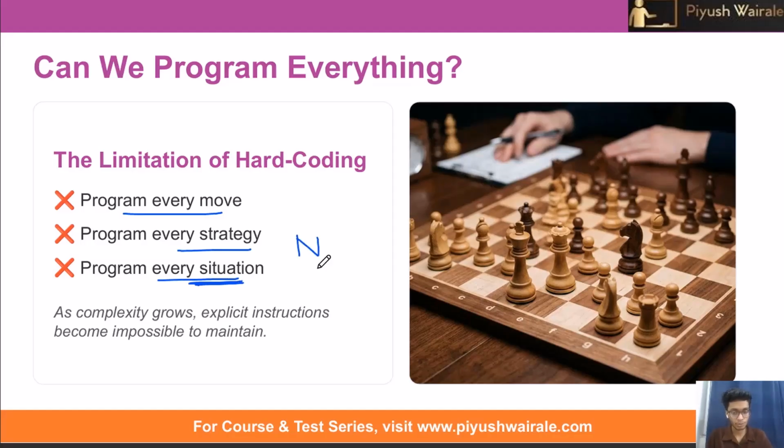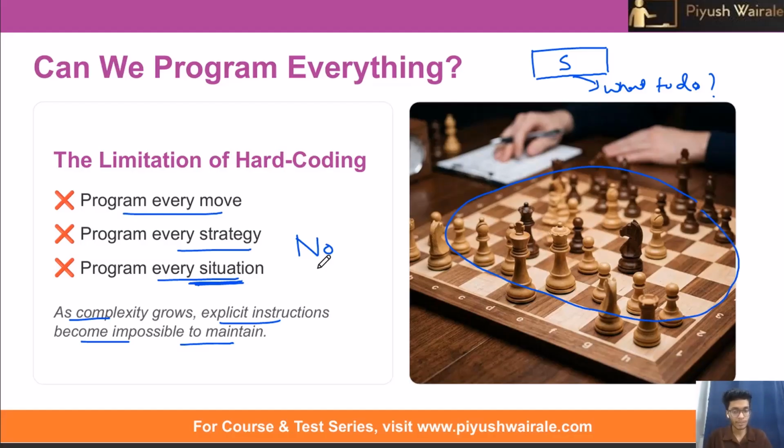So the simple answer is no. As complexity grows, explicit instructions become impossible to maintain. In traditional programming approaches, we used to tell the computer what to do for every situation. Now, here there are infinitely many possibilities on this chessboard. Can we program for every case? Can we give explicit instructions for every move? So the simple answer is no, right?